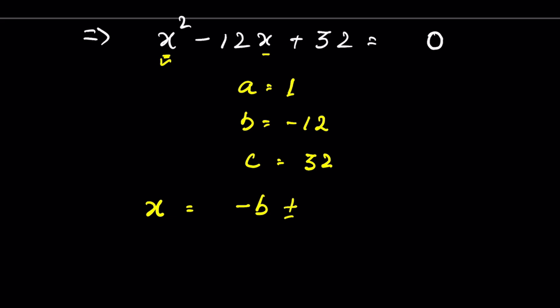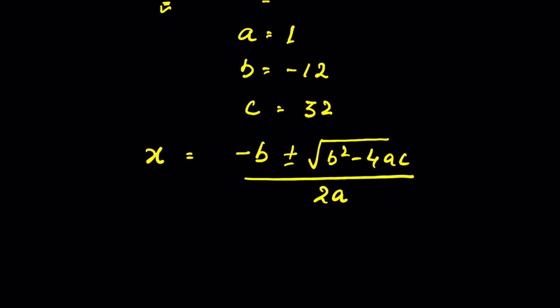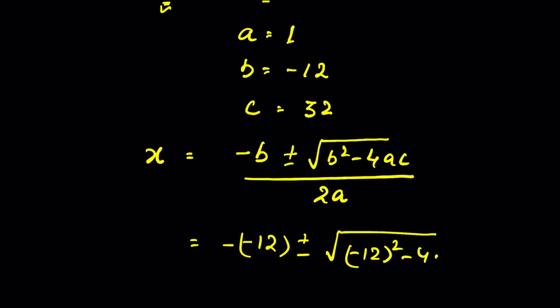minus b plus minus square root b square minus 4ac upon 2a. Minus b here is minus of minus 12, so this will be 12, then plus minus square root of b square, minus 12 square, minus 4 times a is 1 and c is 32, upon 2a.